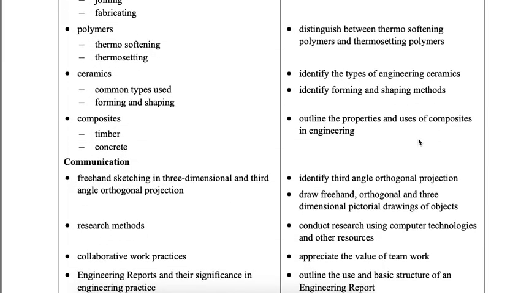Polymers. Well, polymers are long chains of carbon compounds. Okay, so we have two groups, two families: thermosoftening and thermosetting. There's about 11 thermosoftening polymers we need to know.